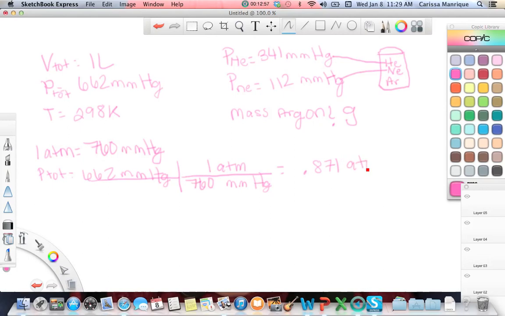So 662 divided by 760 is 0.871 atmospheres. And we do the same for the others, so we divide all of these by 760, so they're all in atmospheres. Let me change my color, put it in green. So now helium is 0.449 atmospheres, and neon will be 0.147.